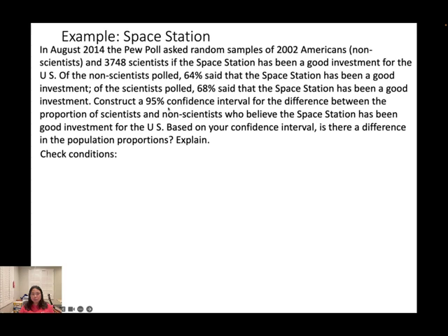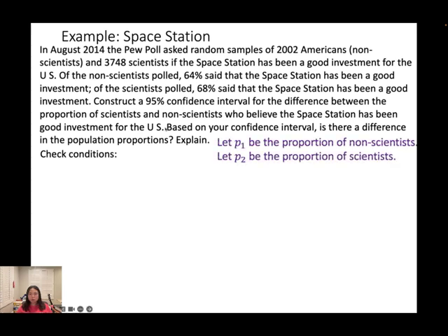Construct a 95% confidence interval for the difference between the proportion of scientists and non-scientists who believe the space station has been a good investment for the United States. Based on your confidence interval, is there a difference in the population proportions? Explain. Check conditions. Okay, so we do have two populations here. First, we want to check the conditions. But before that, you have to state which one is going to be your population 1 and which one is going to be your population 2.